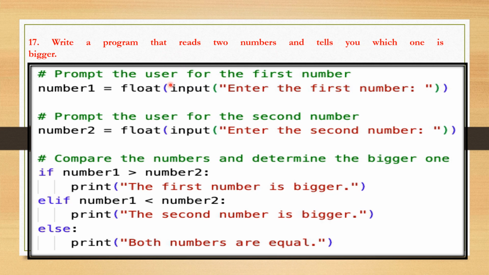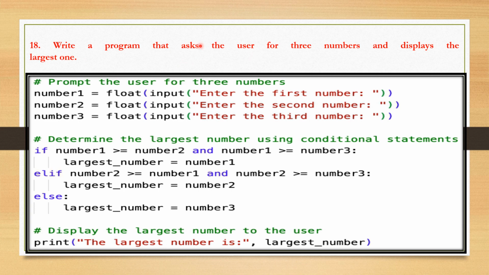tell which one is greater. So here we will prompt the user to enter the first number. Float is used to convert them into decimal points, right? We will prompt the user to enter the second number and then compare the numbers. If number 1 is greater than number 2, print the first number is bigger, else print the second number is bigger, else both numbers are equal.